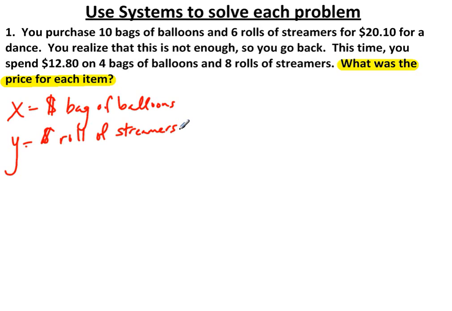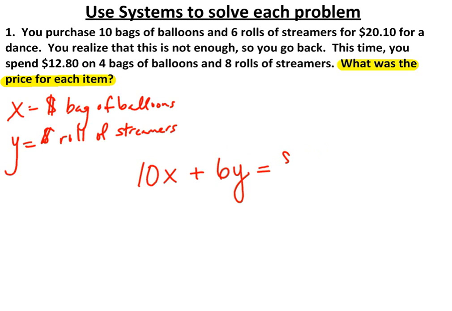Okay. So now we want to write a system. We have 2 unknowns, so we need 2 equations. If we had 3 unknowns, we would need 3 equations, 4 unknowns, 4, and so on. So let's think. We purchased 10 bags of balloons and 6 rolls of streamers for $20.10. So we have this total. Totals usually help us write our equations. We have a total of money, so I know that 10 bags, and each bag costs X amount, plus 6 rolls, which cost Y amount, should give me a total of money.